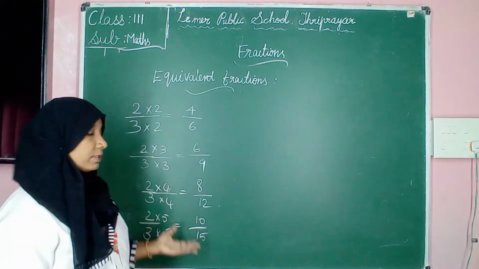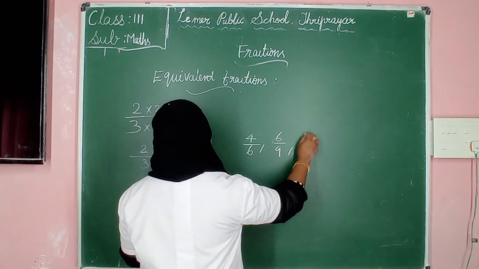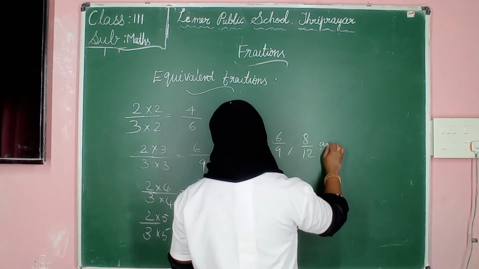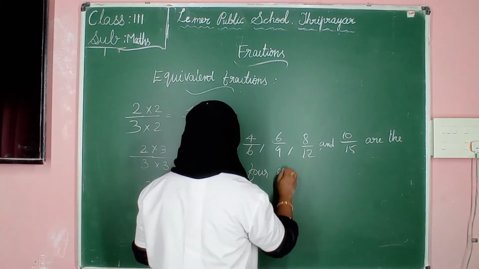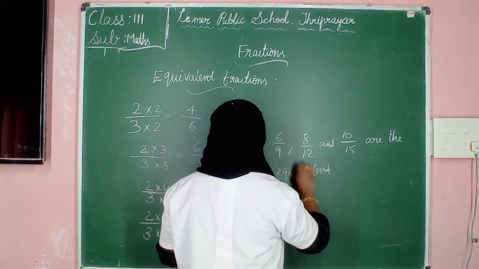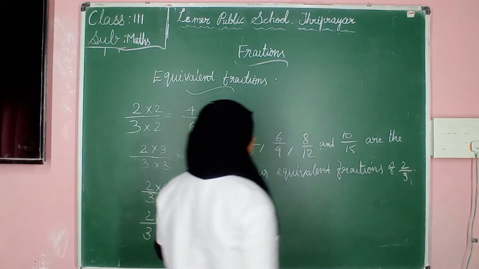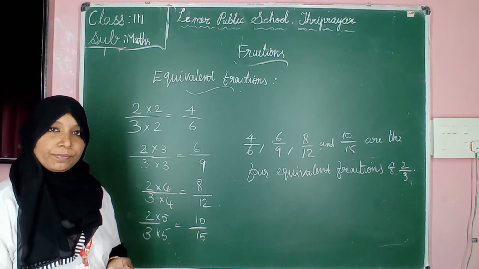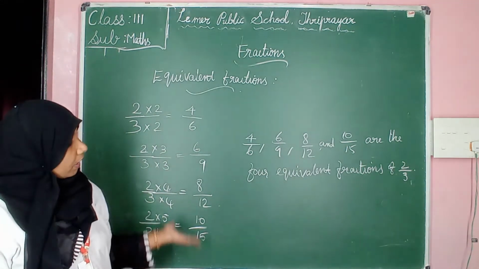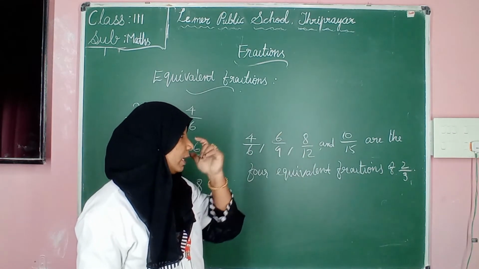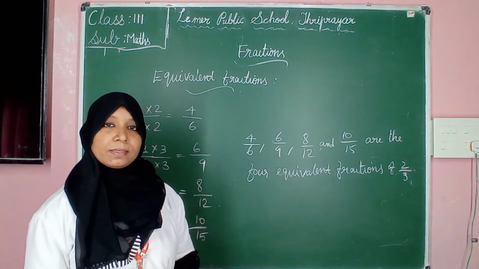Okay, after getting this answer, don't stop there. Write it down like this: 4 by 6, 6 by 9, 8 by 12 and 10 by 15 are the 4 equivalent fractions of 2 by 3. Okay children, like this you have to write. Don't stop after finding the 4 fractions. This is the better way to complete the answer.